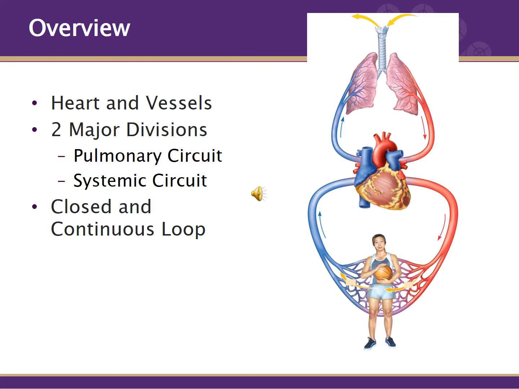The cardiovascular system is composed of the heart and blood vessels that carry blood to and from the body's organs. There are two major circuits, pulmonary and systemic. The pulmonary goes out to the lungs, while the systemic goes to the rest of the body. These circuits are closed and continuous loops.